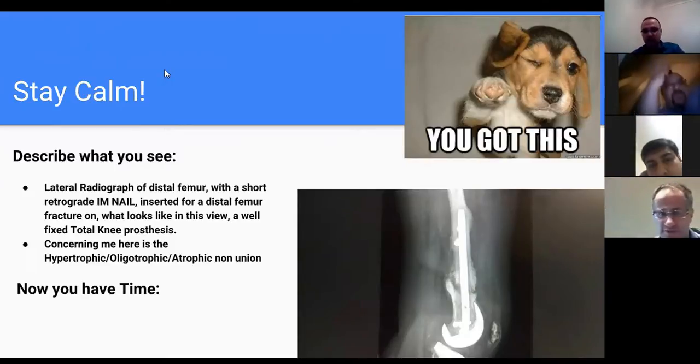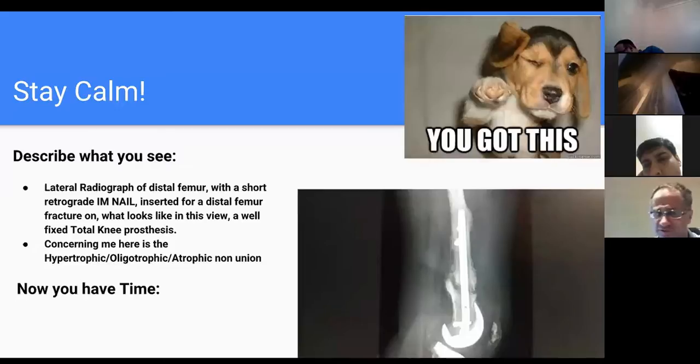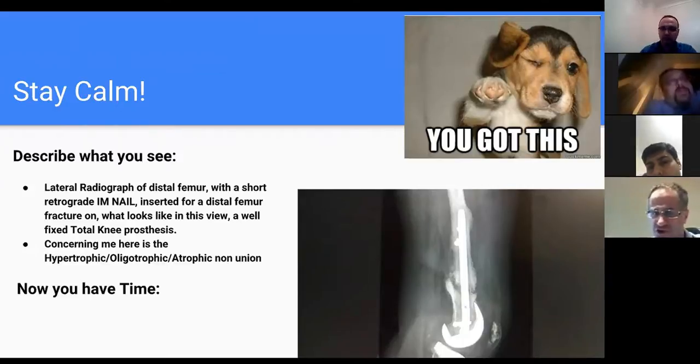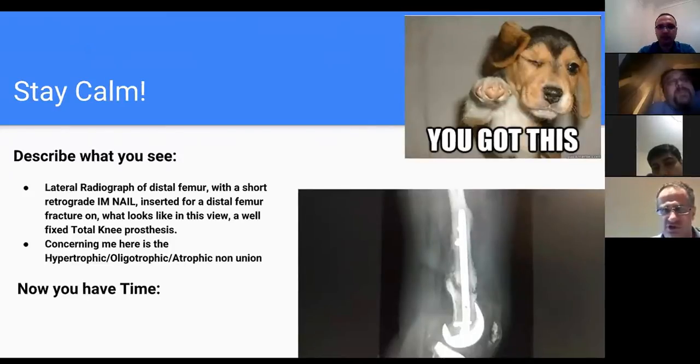Describe what you see. So for example, in this radiograph, I'll say lateral radiograph of distal femur with a short retrograde intramedullary nail inserted for a distal femoral fracture on what looks like, in this view, a well-fixed total knee prosthesis. Concerning me here is the hypertrophic, oligotrophic, atrophic non-union. You should all know the definitions of either and be able to describe what you're seeing straight away. Now you have time. You've got your opening sentence, you're relaxed, you're getting ready to talk about your pathway.